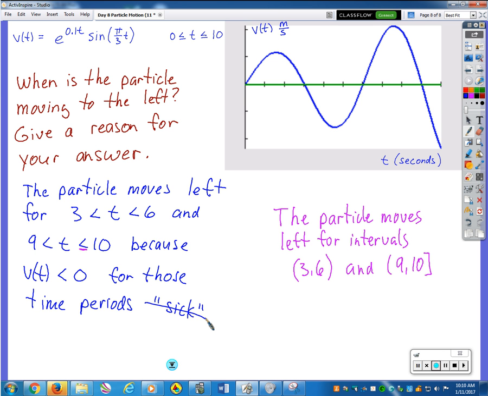Go ahead. So on this, do we write 10 just because that's the end of the graph, which would keep going down? Yes, very good. I didn't write all the words that would typically be on a test question. The test question would have said, for the time period 0 to 10, identify the time periods or the intervals when the particle is moving left. So you would just keep it. Good question. 3 tickets. Anybody else? Awesome. Okay, next thing.